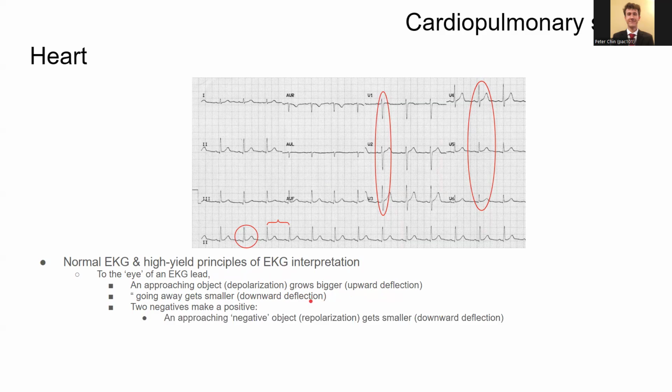So an approaching object that is negative. So instead of depolarization, you have repolarization. So that's like the negative. So if it's approaching and it's negative, then it gets smaller, which is a downward deflection. And then by that logic, a negative object that's going away, two negatives make a positive, and so that gets bigger, which is an upward deflection.